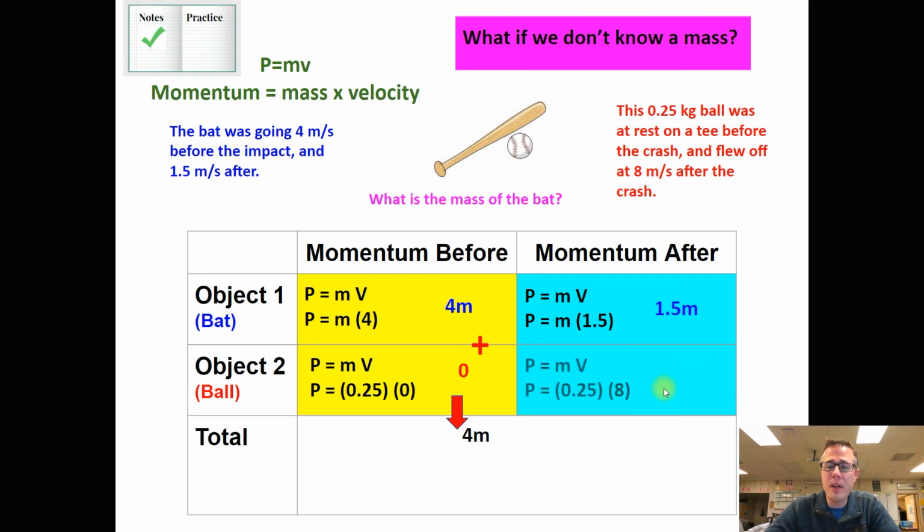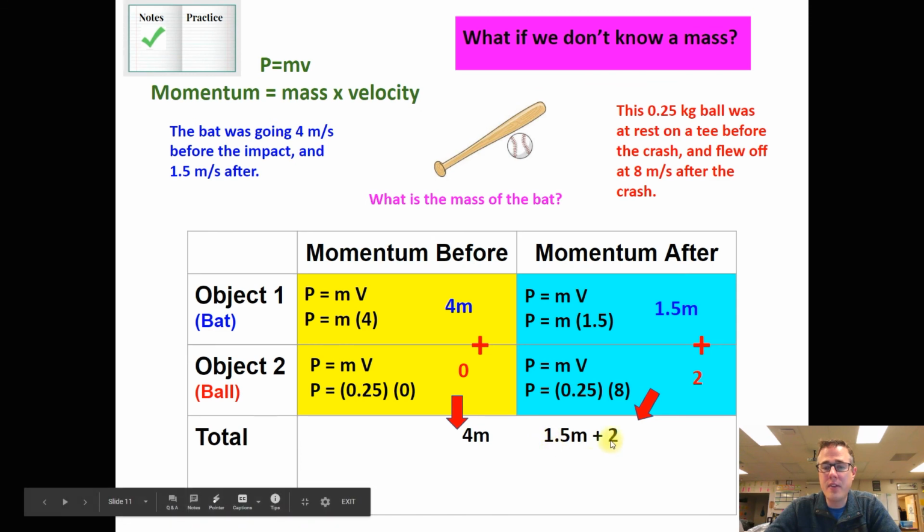For the ball, it's still the same ball, so 0.25 for the mass, but this time the ball is going really quick because it got hit. It's going 8 meters per second, and I took that right here from the question. We multiply them together, it looks like the momentum of the ball was 2. So we add them together, 1.5 m plus 2, and we drop it down below. Remember, we cannot add these numbers together because they are not like terms. Only one of them has the m.